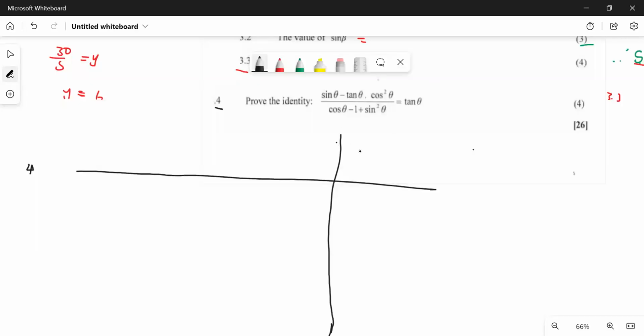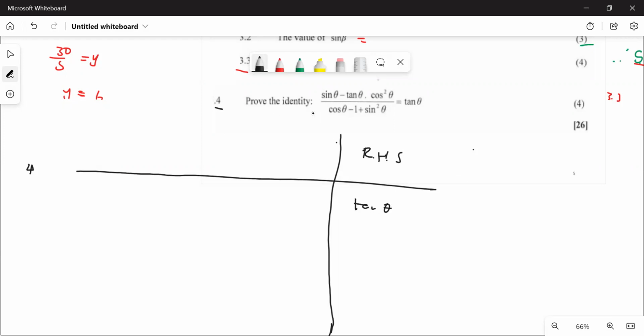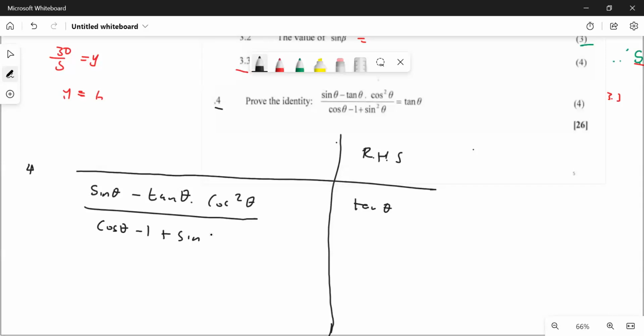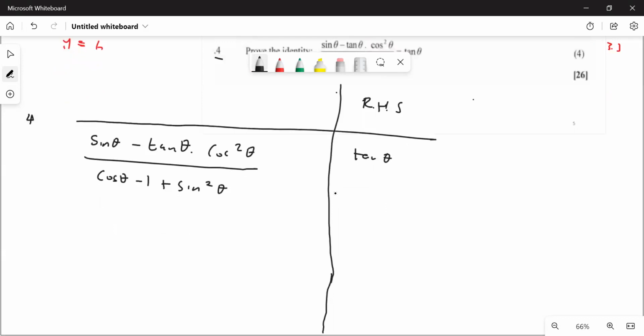So they say we should prove the following identity. We have the right-hand side, which is given as tan of theta. And then we have the left-hand side, which is given as the sine of theta minus the tan of theta, multiplied by the cos squared of theta, all over the cos of theta minus 1 plus the sine squared of theta. So you have the numerator and also the denominator. That's what we're going to be working with here.